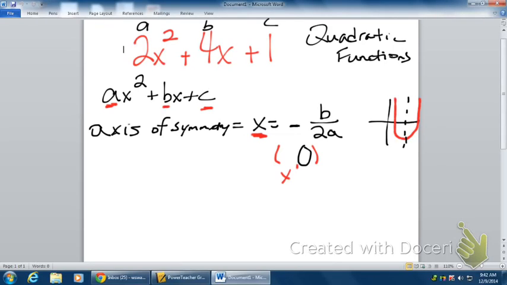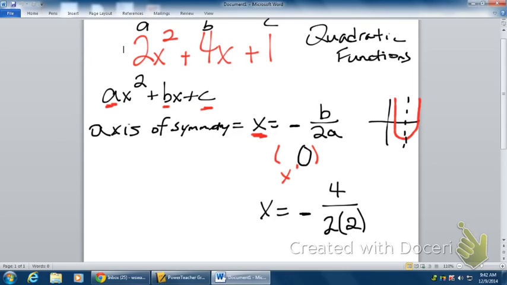Well, b is just the coefficient. It's just the number. So the only thing you can write down is 4. Okay. Well, 2a. Well, 2 is just going to be 2. What's my a? 2.